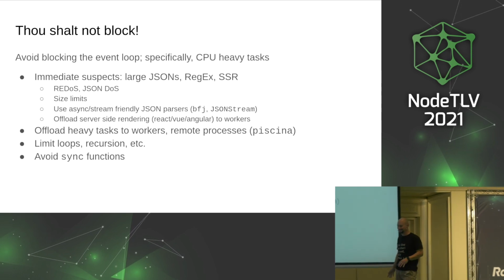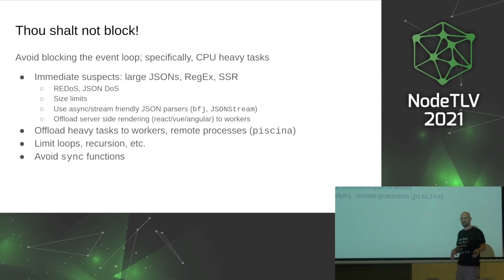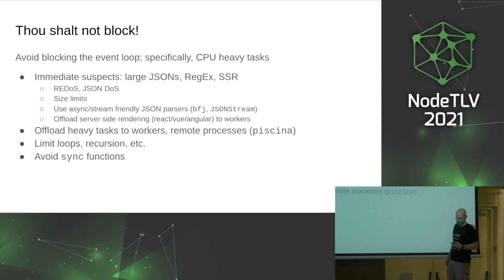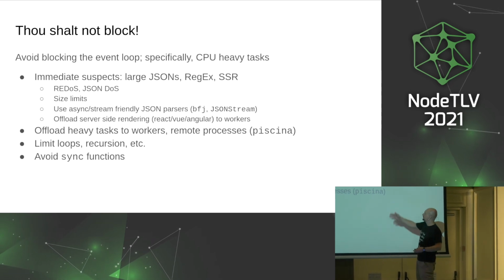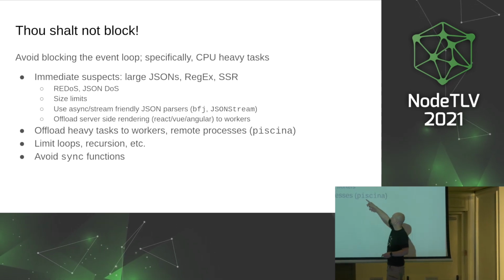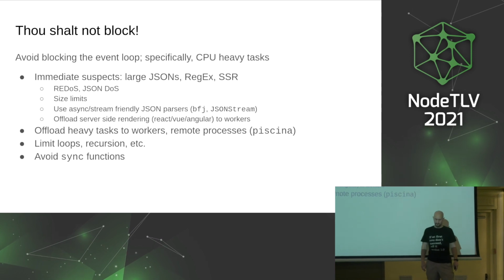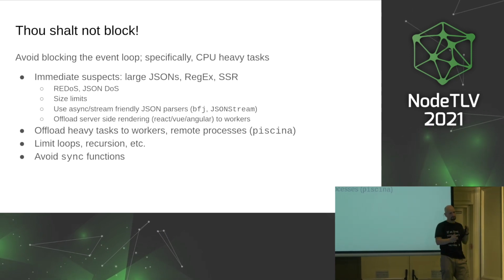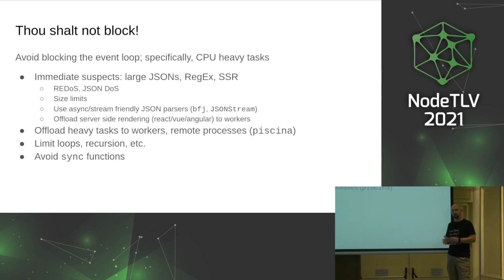CPU. CPU is always blocking, so if you do something that's CPU intensive in your code, that's going to block. Usual suspects: JSON, very large, complicated JSONs, very bad idea. Regular expressions, also a killer. Server-side rendering, also a killer. You get the point, okay?